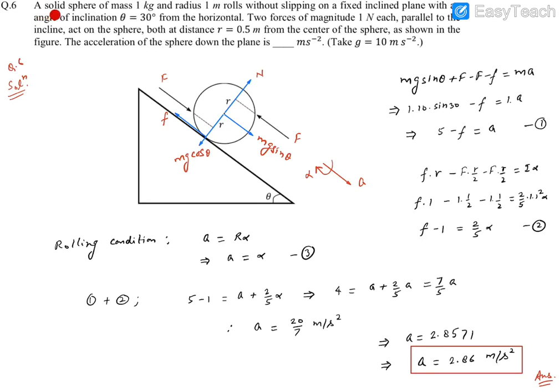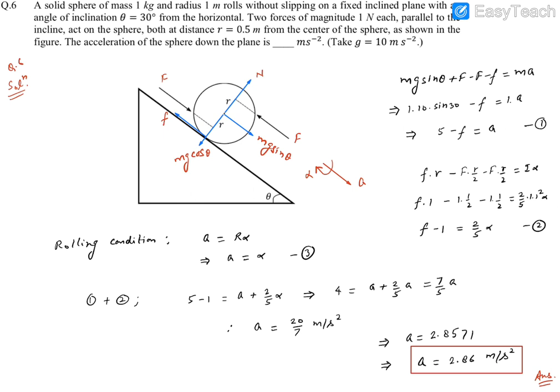Question number 6 says: a solid sphere of mass 1 kg and radius 1 meter rolls without slipping on a fixed inclined plane with an angle of inclination of 30 degrees with the horizontal, as shown in this figure. Two forces, each of magnitude 1 Newton, parallel to the inclined plane, are acting as shown, at a distance of 0.5 meter from the center. We need to find the acceleration of the sphere down the plane.